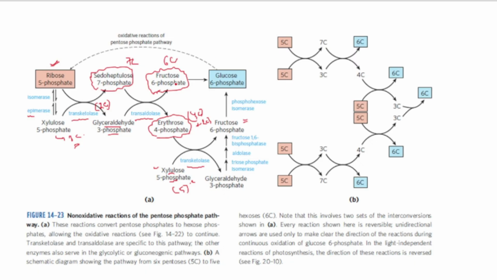So the fructose 6-phosphate from here got converted into glucose 6-phosphate, because they are isomers. And this fructose 6-phosphate from this step also got converted into glucose 6-phosphate. So here 2 molecules of glucose 6-phosphate are being given, or being recycled.